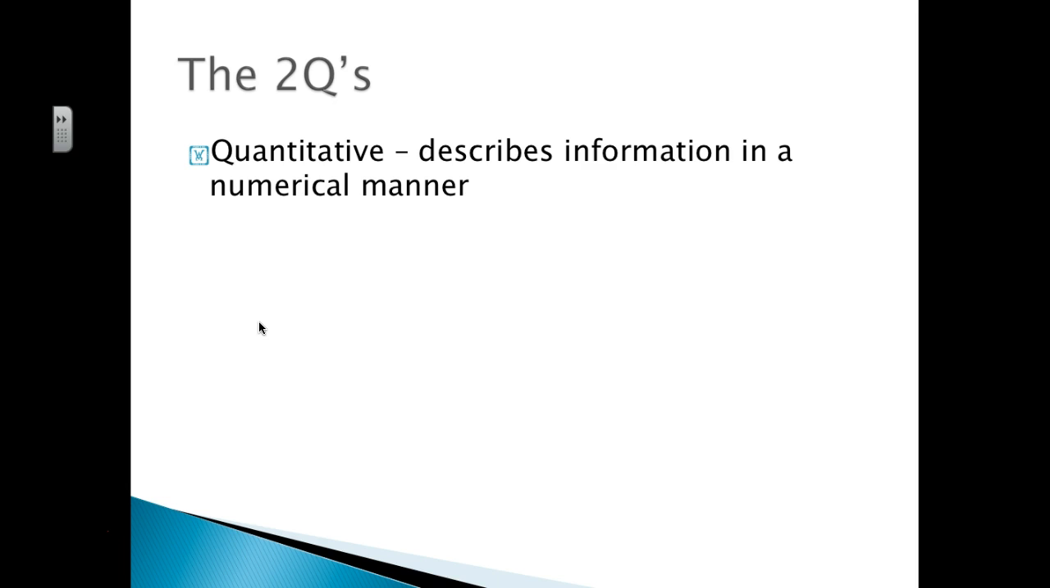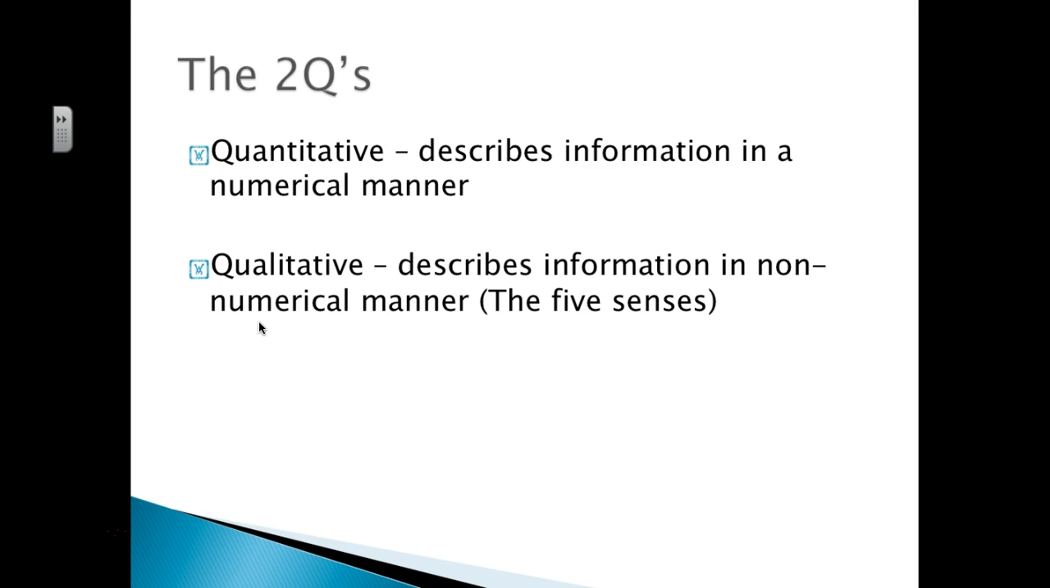Now, the easy way I know quantitative is that the word is quantity. So when I think quantity, that means how much of something. It's a number. This is very different than qualitative. Qualitative describes information in a non-numerical manner. I tend to think of this as the five senses. It's what you can touch, what you can smell, taste, hear, and see. Okay, it's the quality. So whereas quantitative is the quantity, how much it is, qualitative is the quality.